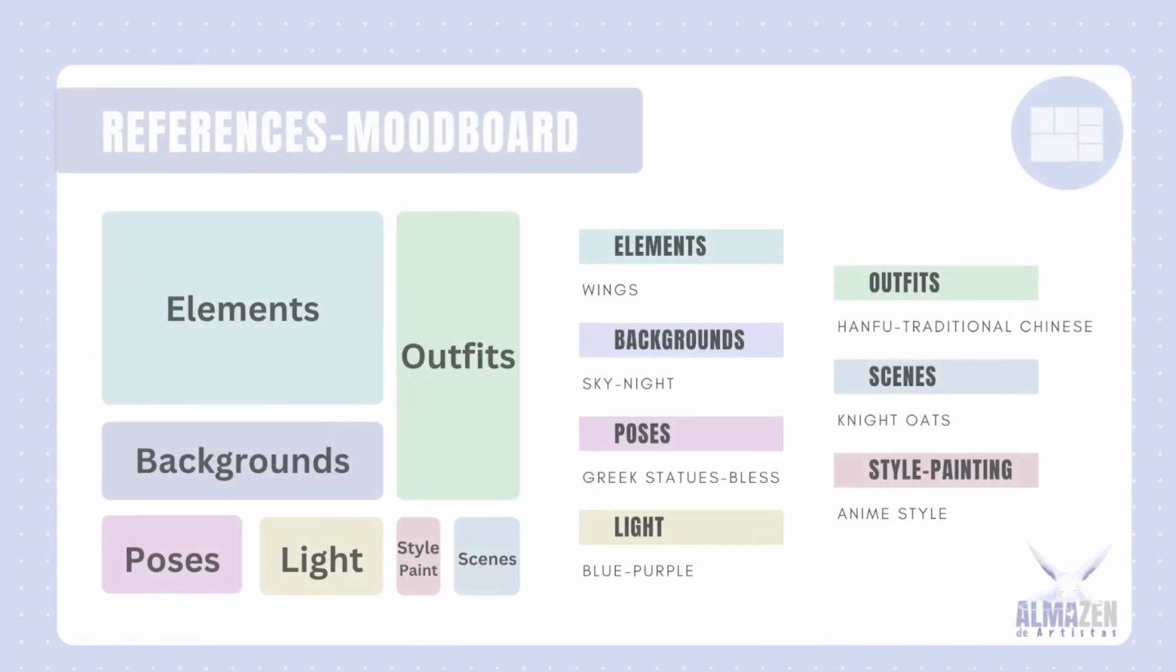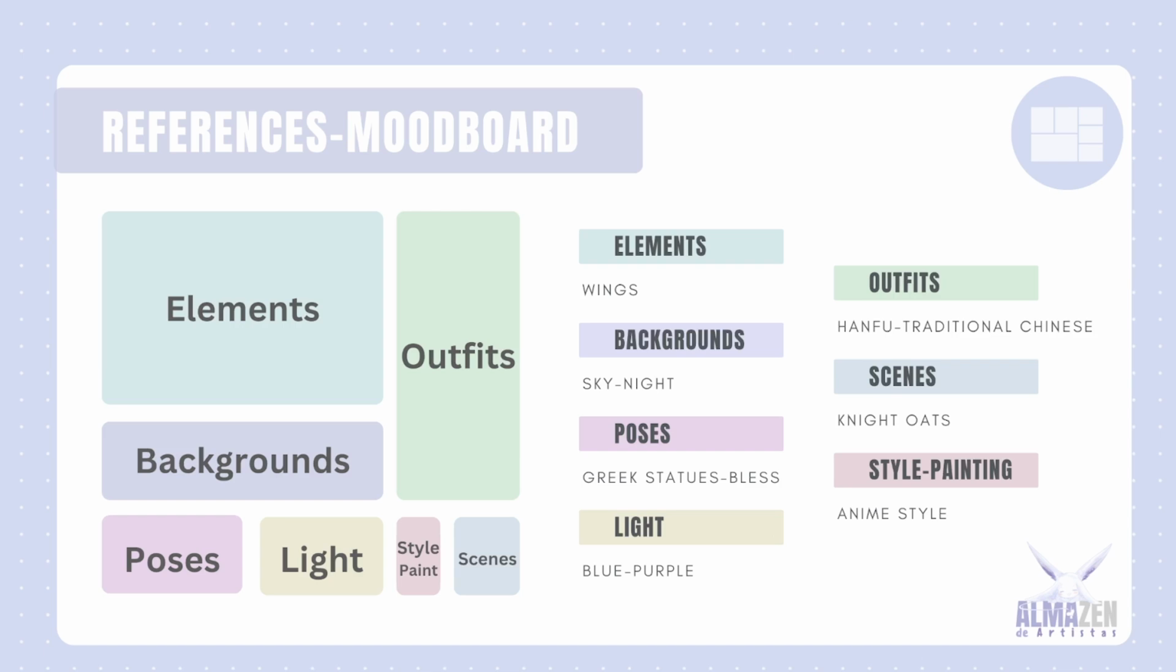So what must those 7 things in the Moodboard contain? The first is elements. Which kind of elements, objects, or fabric are related to the topic you have chosen? Then we have the backgrounds, that is going to be where do you want this to happen? What is going to be the surrounding? In terms of poses, it's how do you want these characters to behave and move?